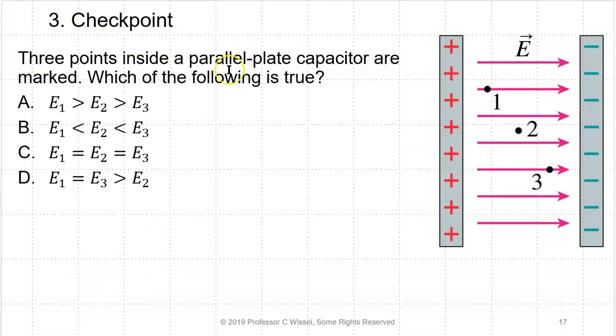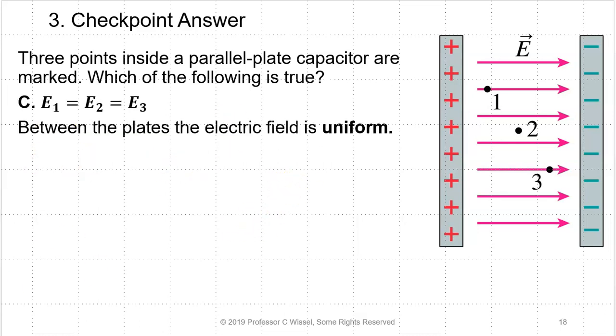So here's a checkpoint. Three points, 1, 2, and 3, inside a parallel plate capacitor are marked. Which of the following is true? Well, the electric field inside a parallel plate capacitor is uniform. Okay, we're assuming it's ideal, in which case C is the correct answer. They'll all be the same because the field between the plates is uniform.